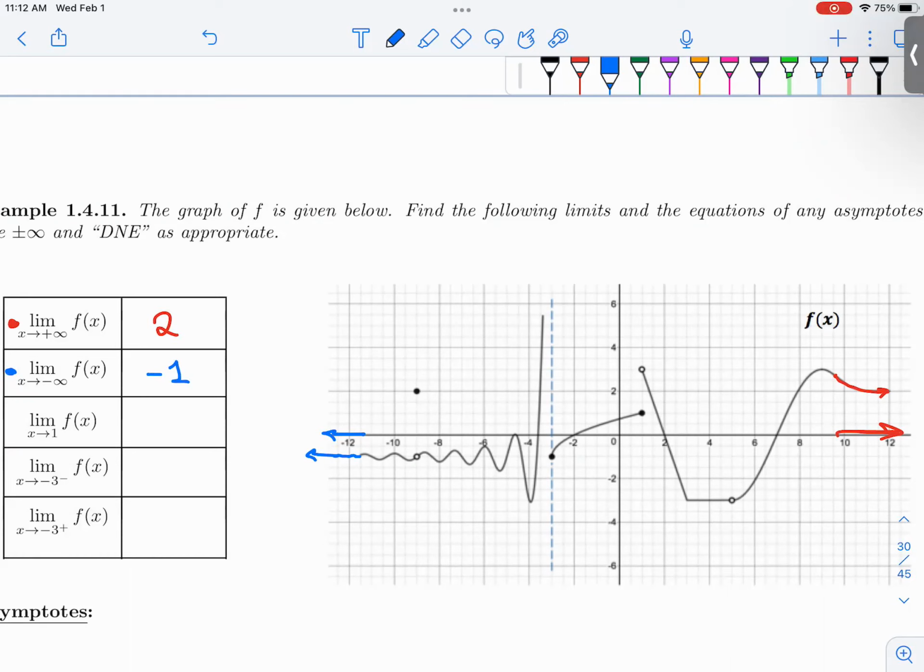How about as x approaches 1? DNE, very, very good. Because as you approach it from the left, it approaches 1, and as you approach it from the right, it approaches 3.